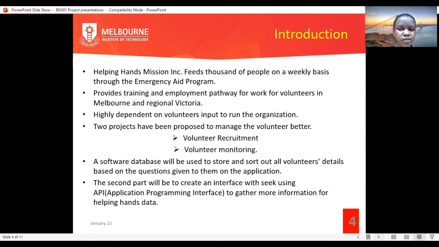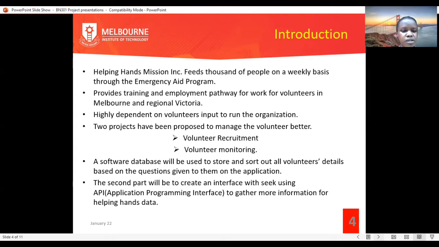I'll start by giving the introduction. Helping Hand Mission is an organization that feeds thousands of people weekly through emergency aid programs, and they also provide training and employment pathways for volunteers in Melbourne and regional Australia. This organization is highly dependent on the volunteers' input to run the organization. Therefore, they have recommended two projects to be able to manage the volunteers better.